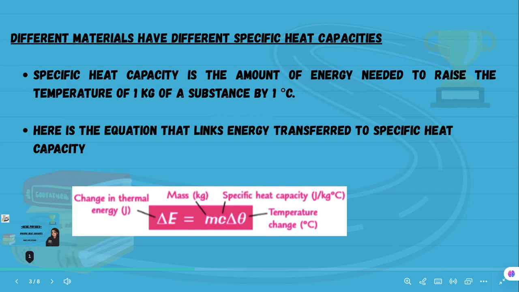Specific heat capacity is the amount of energy needed to raise the temperature of 1 kilogram of a substance by 1 degree Celsius. Here is the equation that links energy transferred to specific heat capacity. Change in thermal energy equals mass times specific heat capacity times temperature change.